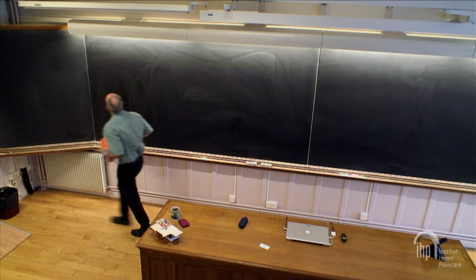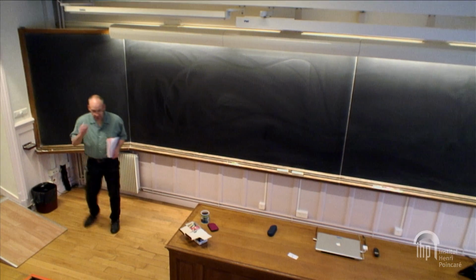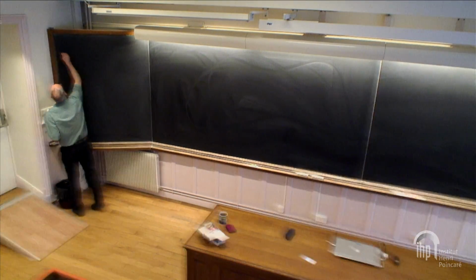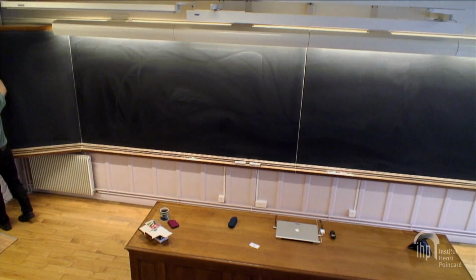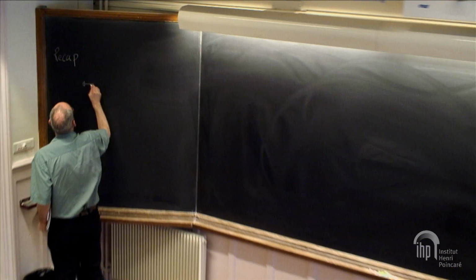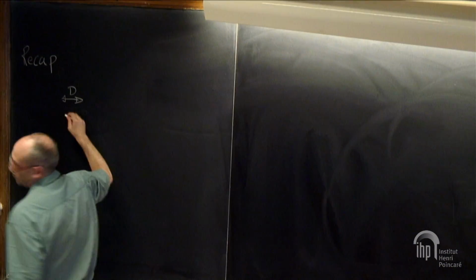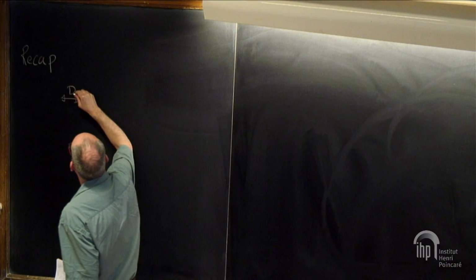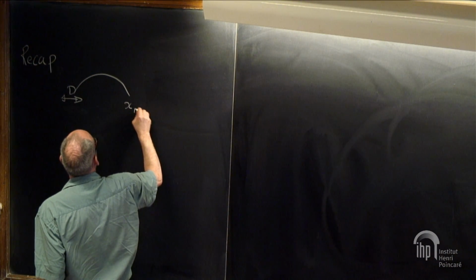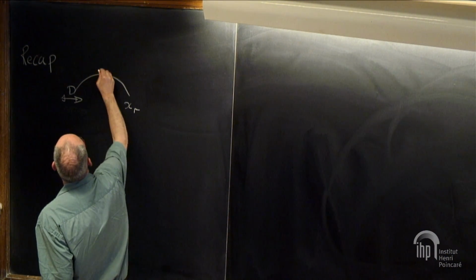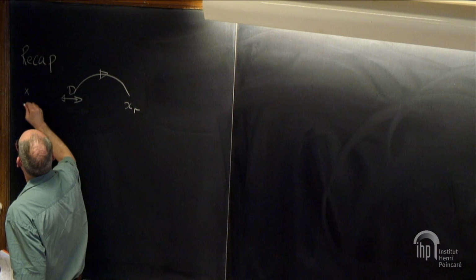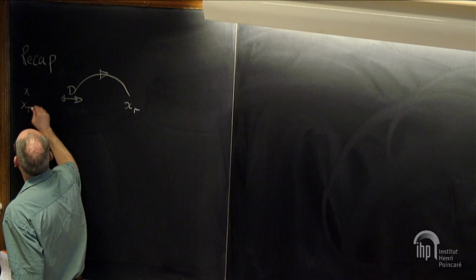Okay, so let me just start by recapping what we did yesterday. The idea is that we have a diffusing particle, which I'll indicate by that, which has a resetting process to a resetting position, let's call it XR. And there's an absorbing target at xt.